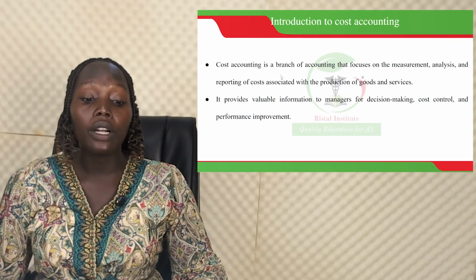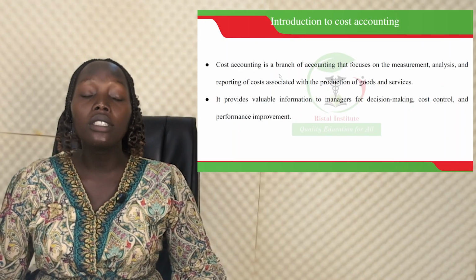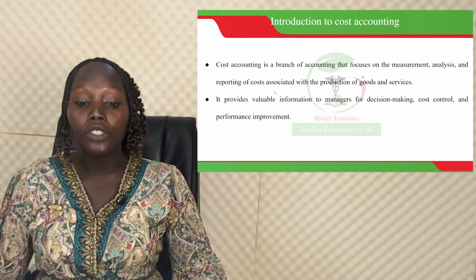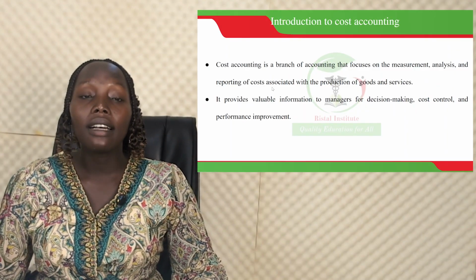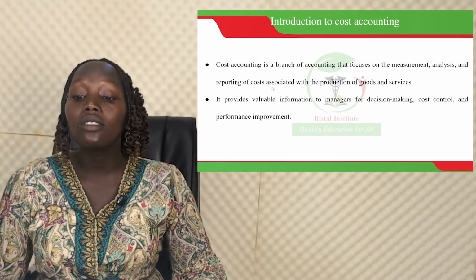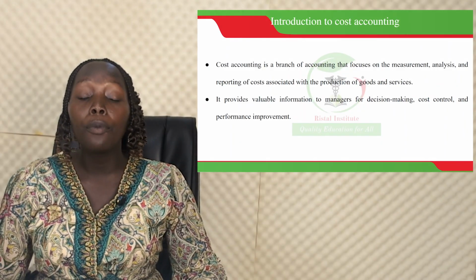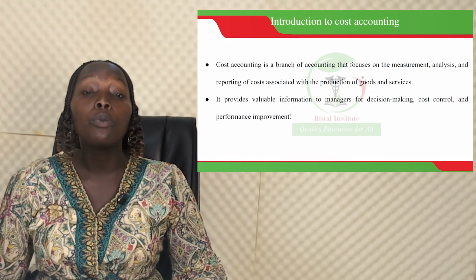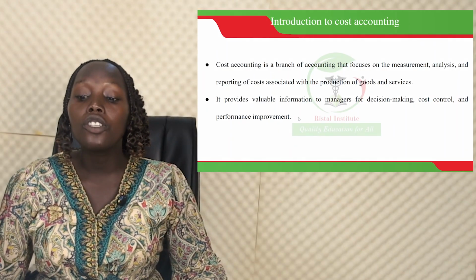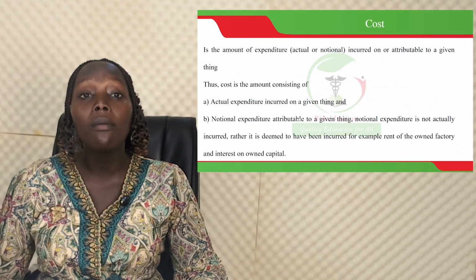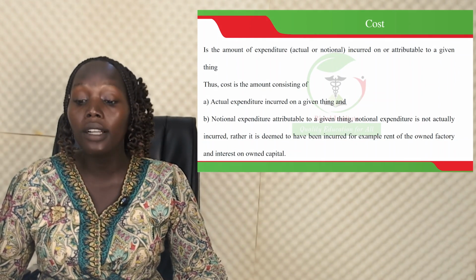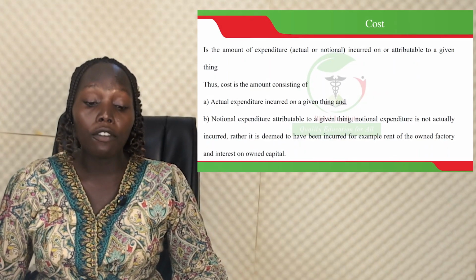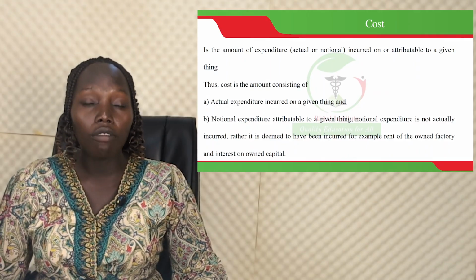So those are the three categories of accounting. And today we are going to look at cost accounting. Cost accounting deals with reporting the cost associated with the production of goods and services. It's a branch of accounting that focuses on measuring, analyzing, and reporting of costs associated with the production of goods and services. It provides valuable information to managers for decision making. It helps managers to make decisions since they have understood the cost of a product, and then also to control the cost, and to improve the performance of a business or organization.